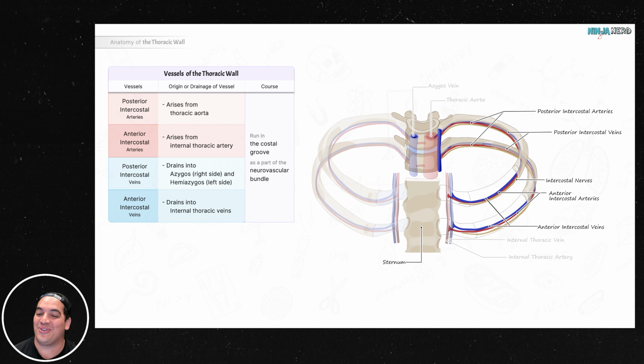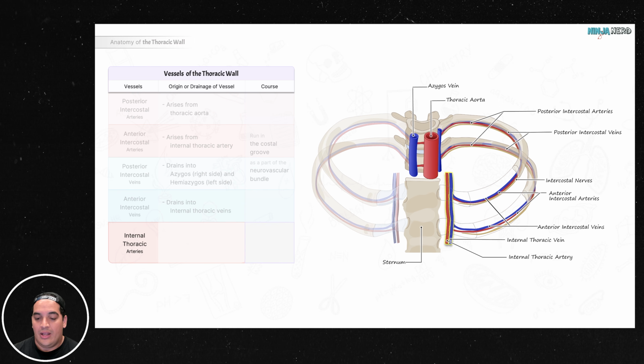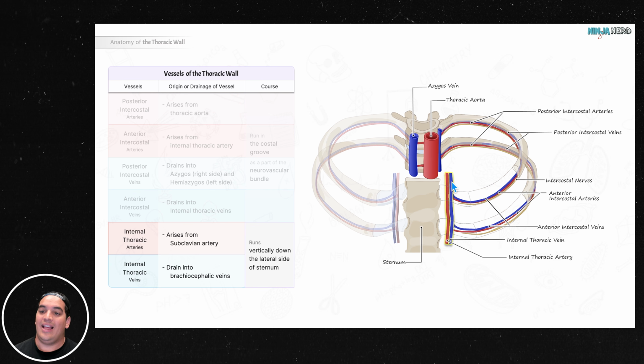So they run with the intercostal nerve in that costal groove. Now, the internal thoracic artery, you appreciated right here. Again, it arises from the subclavian artery, and it runs vertically or peristernally down the sides of the sternum. The internal thoracic veins, same concept. They drain into the brachiocephalic veins, which then form the superior vena cava. But again, they run peristernally, on the side of the sternum vertically.